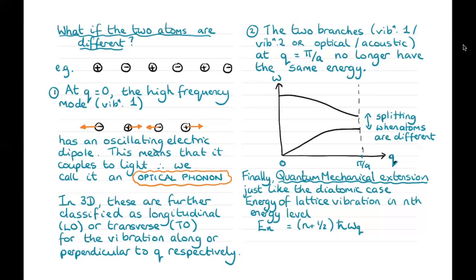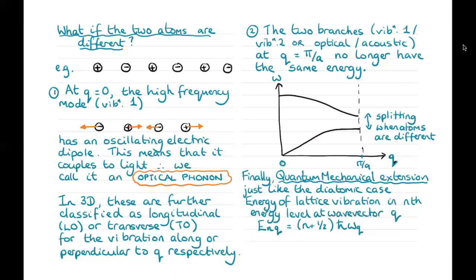So it's in the nth energy level at wave vector q. And so for a particular value of q, say this point here, we'd have a particular value of omega, and then the allowed energies are given by n plus a half h bar times whatever the omega is at that q.